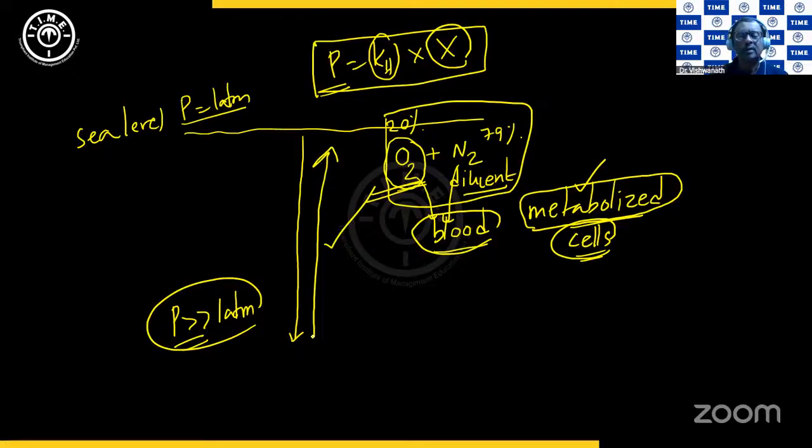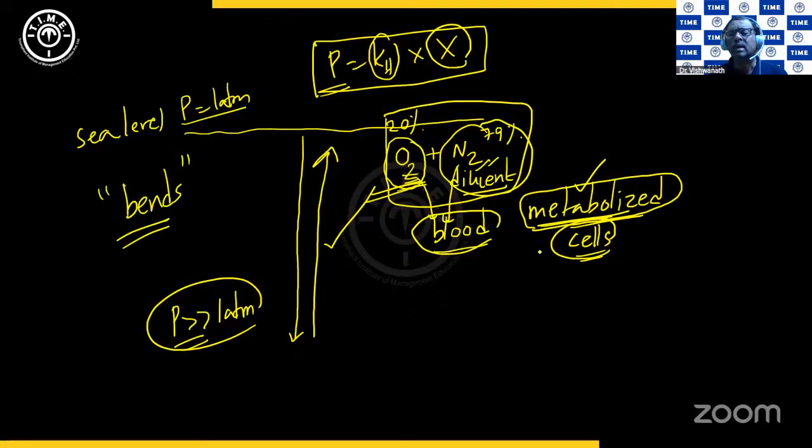So as the diver rushes up, the nitrogen and oxygen also rush out, but oxygen is already metabolized. So it is the nitrogen part which is getting out of the blood at such a pace that the diver is unable to take it. The entire body bends in pain. That is why the phenomenon is called bends.